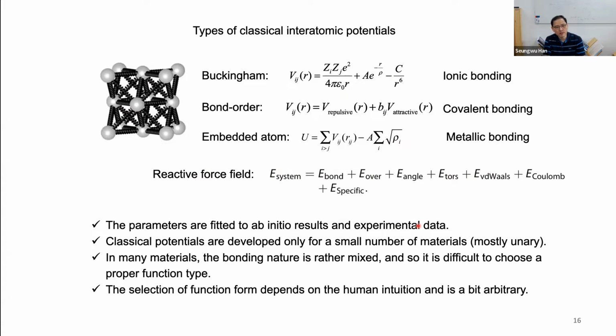But the problem is that the classical potentials are developed only for a small number of materials, mostly unary systems, just one-component systems, because developing such a functional form and the parameters is highly non-trivial. And furthermore, in many materials, bonding types are actually rather mixed. Not purely ionic bonding, but half ionic and half covalent. Or sometimes there are ionic, covalent, and metallic bonding types all mixed into one single material.